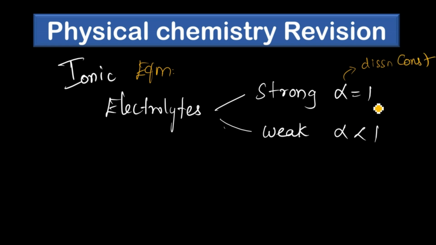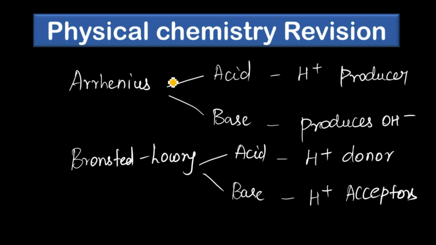Okay. So alpha becomes 1 for strong, alpha becomes less than 1 for weak electrolytes. Then acid-base concept. These gentlemen said which is acid, which is base. There are 3 types of theories.